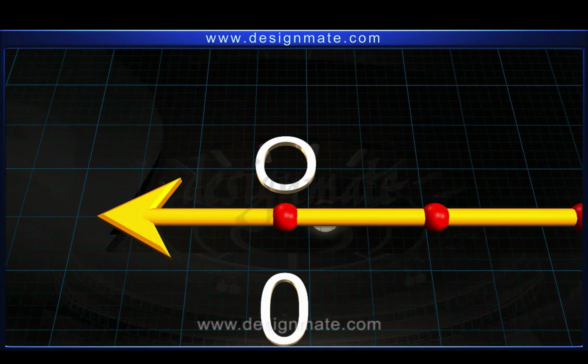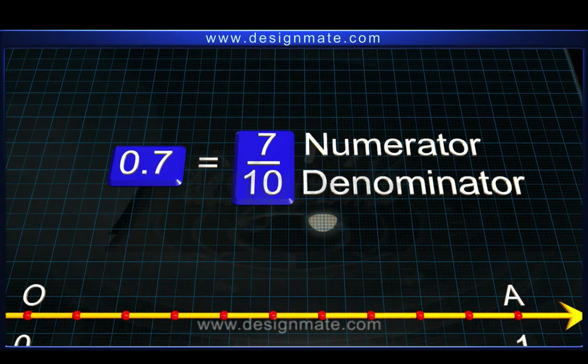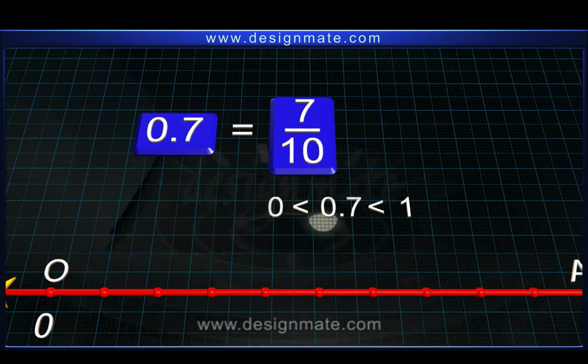Let O be the origin and let A be the point 1. Now 0.7 is equal to 7 upon 10, where the numerator is 7 and the denominator is 10. Also, 0 is less than 0.7 is less than 1. So the point representing 0.7 is on line OA.